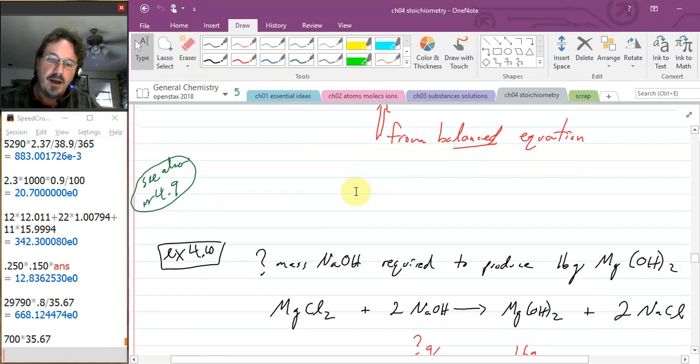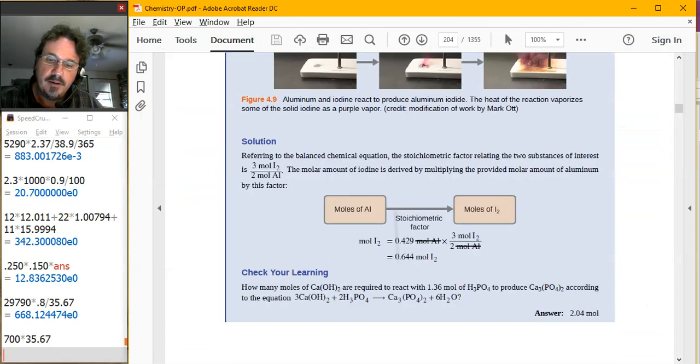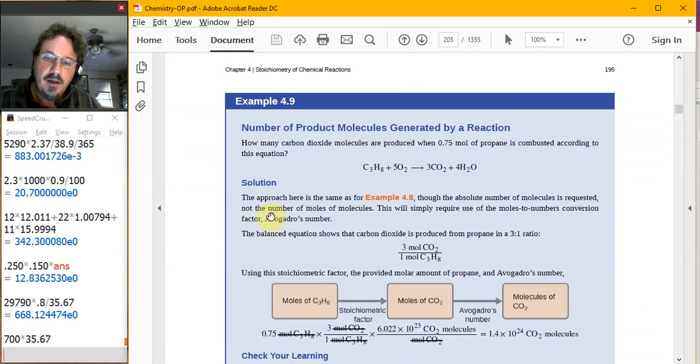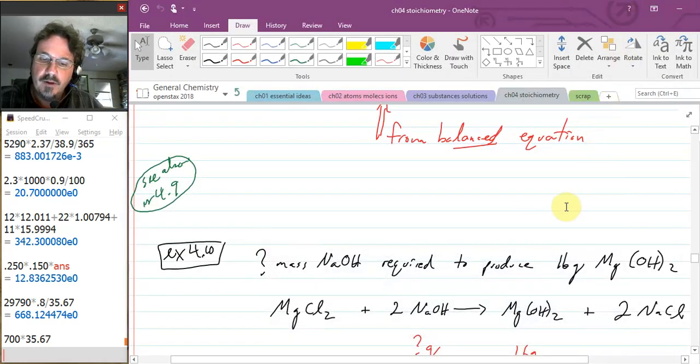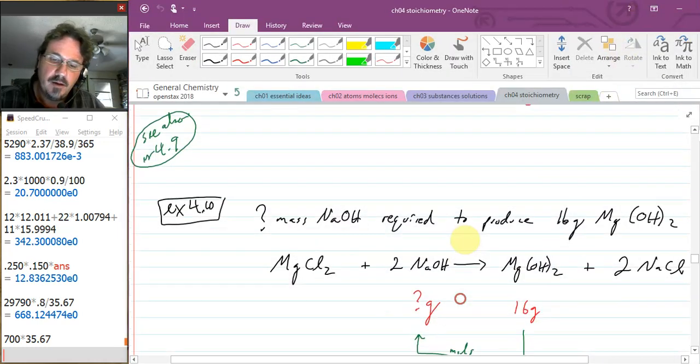Alright, so let's take a look at Example 4.9. It says, how many carbon dioxide molecules are produced when 0.75 moles of propane is combusted according to this reaction? They give me the reaction, and that's nice, they balanced it for me. So I would do that exactly the same way as I did the other one. Let's go on to something a little more complicated.